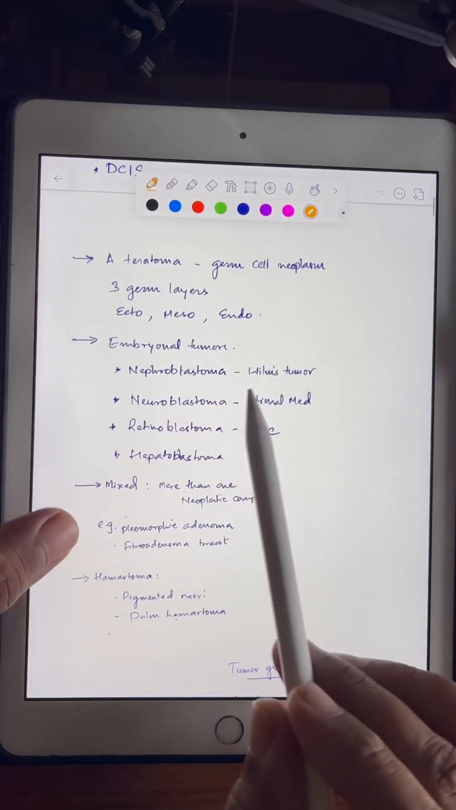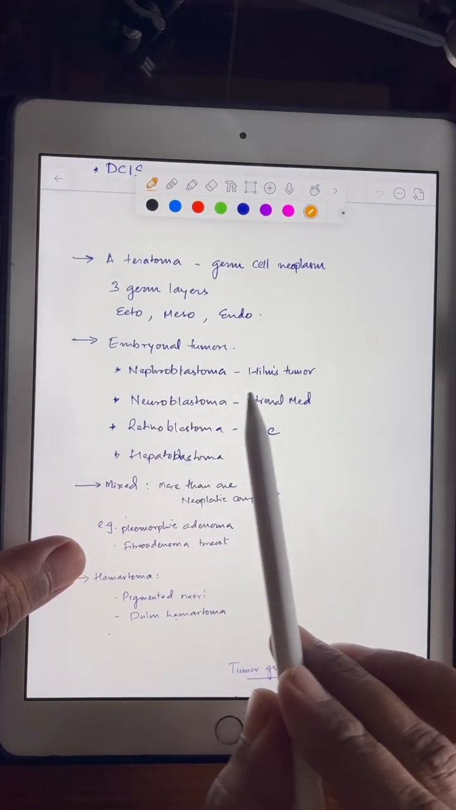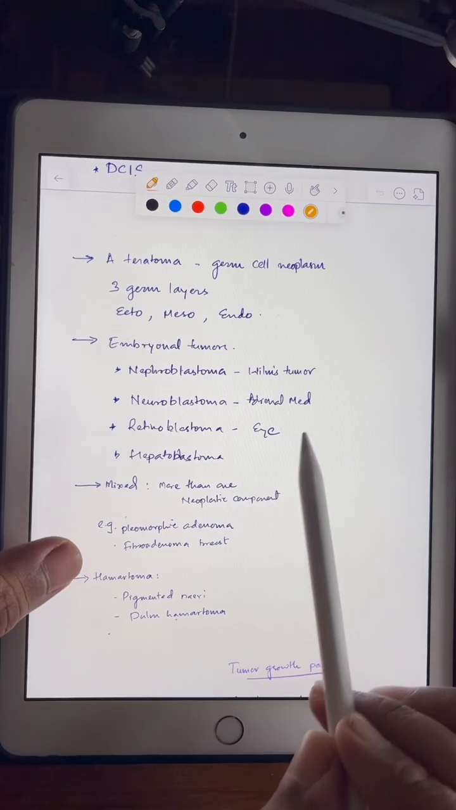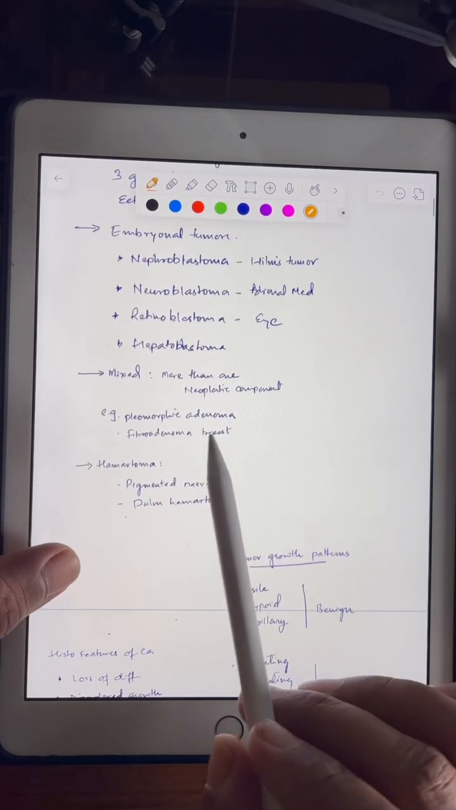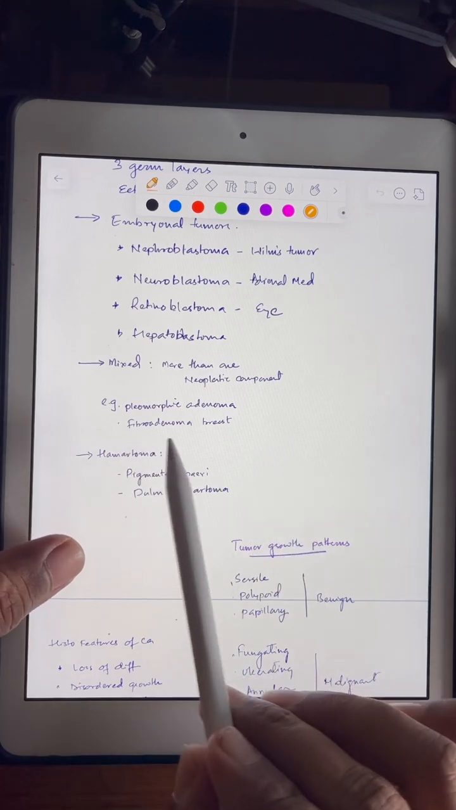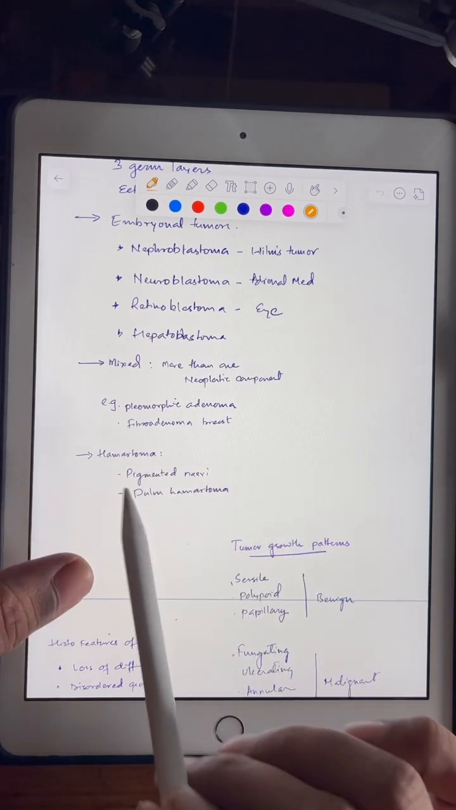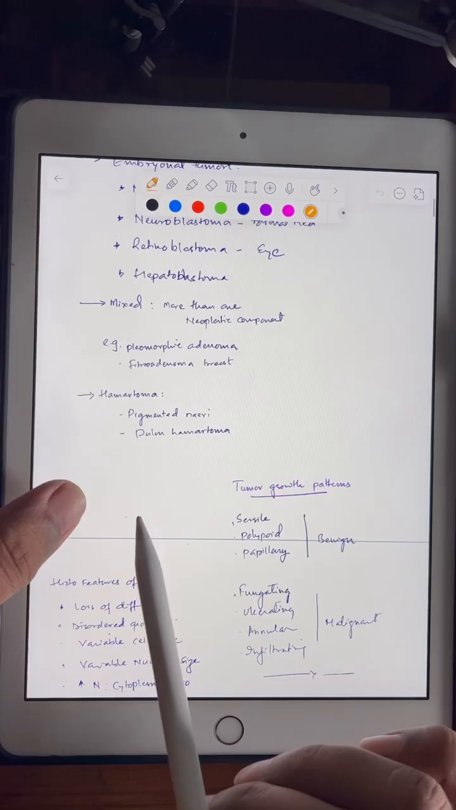Embryonal tumors arise from nephroblastoma, Wilms tumor, neuroblastoma, adrenal medulla tumor, retinoblastoma in the eye, and hepatoblastoma. Mixed tumors have more than one neoplastic component. These are pleomorphic adenoma, fibroadenoma of breast, hamartoma, pigmented nevi, pulmonary.